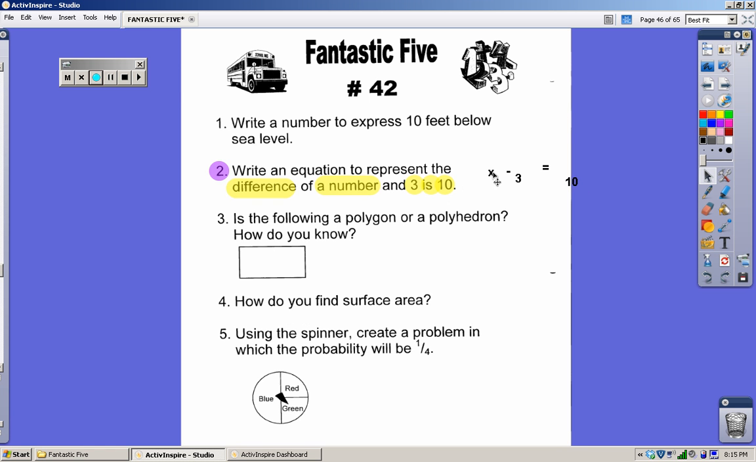So the difference of a number x and 3 is equals 10. Now, a lot of people in class with me were saying, well, wouldn't that be 7? Well, does 7 minus 3 equal 10? No. You have to do the reverse here, the inverse operation, to figure out what the x is going to equal. And x actually equals 13, because 13 minus 3 equals 10. The equation must balance, just like a balance that you see in class.